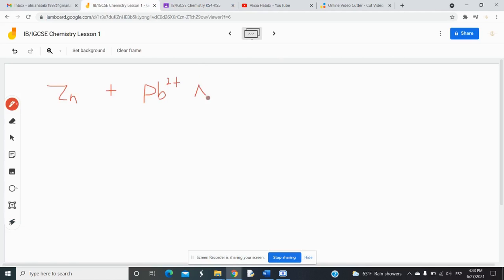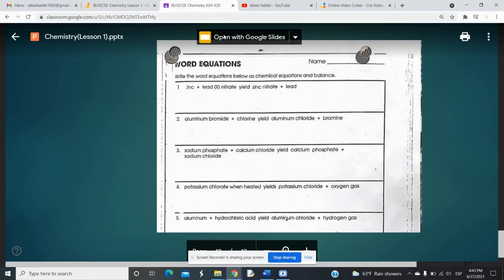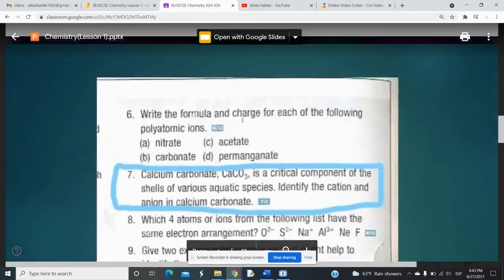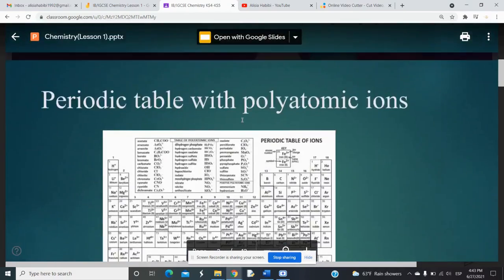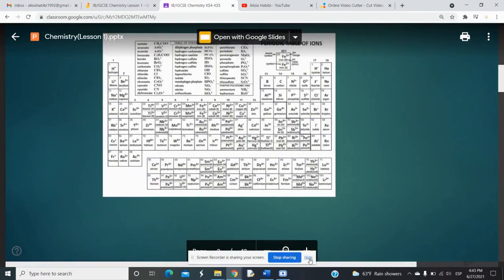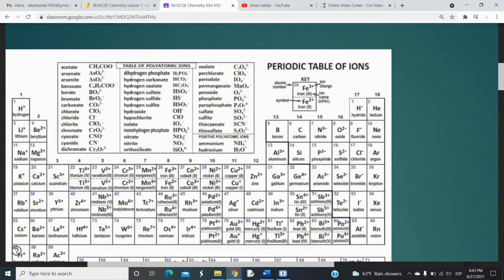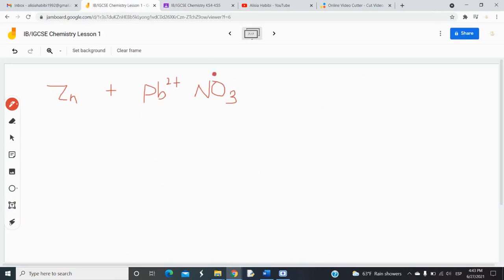And then nitrate, which is NO3, we also have to make sure what the charge of this polyatomic ion is. So this is where you go back again to your polyatomic table and try to find the charge for nitrate. If we look at this polyatomic table, we can see that nitrate has a charge of minus 1, as you can see here. So NO3 minus.